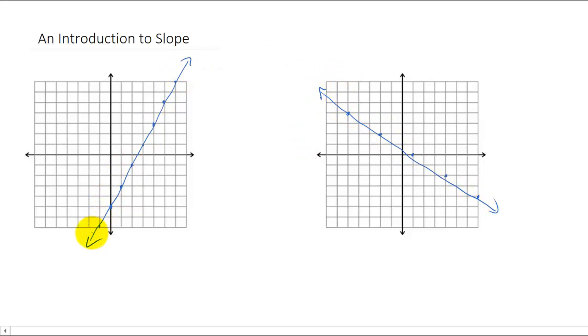Let's start with the basics. You'll notice that this line here slants upwards as we move from left to right. And from left to right, this line here slants downwards. We say that this line has a positive slope, and a line like this has a negative slope. Slope is often referred to with the letter M, and we sometimes call slope rise over run, which means the change in y of a graph divided by the change in x of the graph.